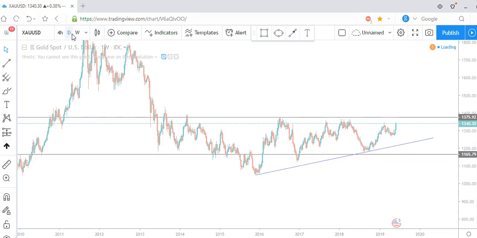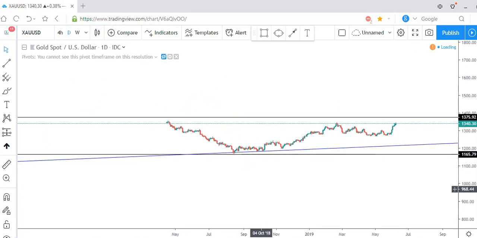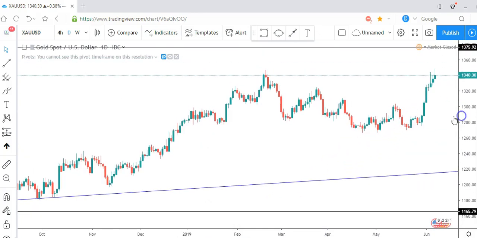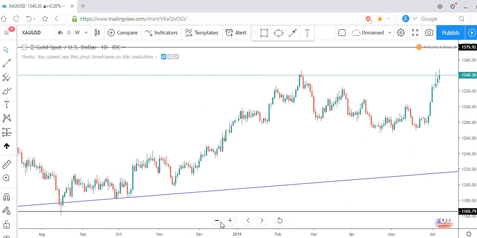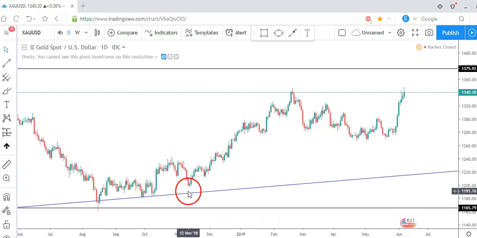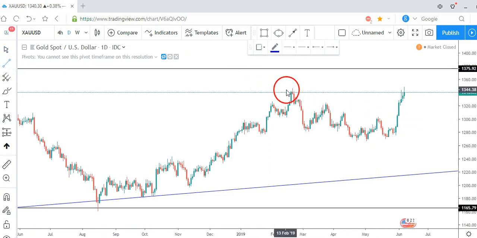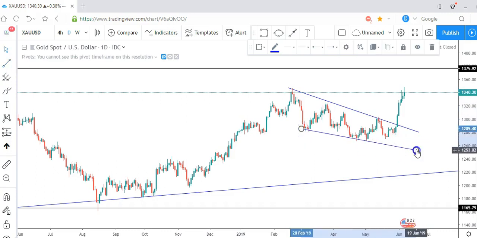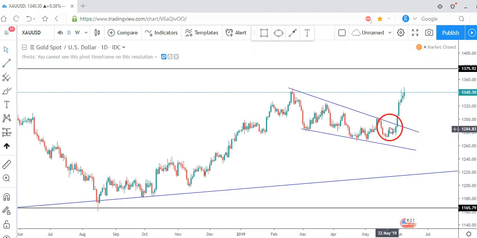Now we come to the daily. I go down to the daily and look at what price is doing. Now this is the daily. If you can see this with me here, price moved up here and at the time is consolidating. Let's look at this. Follow me. What is this? Price breaking out of correction.